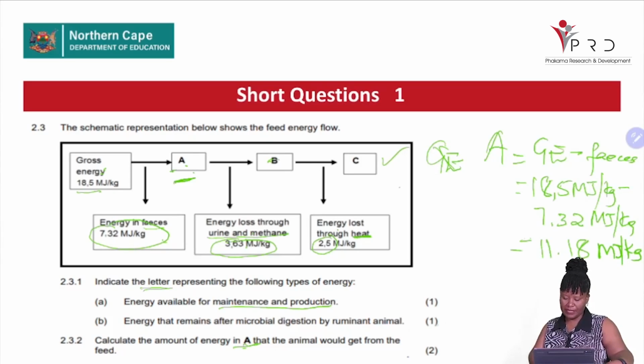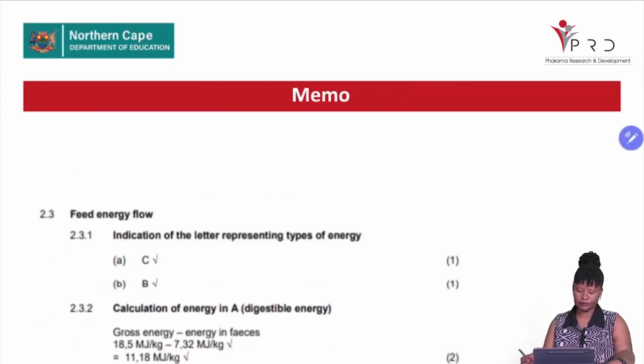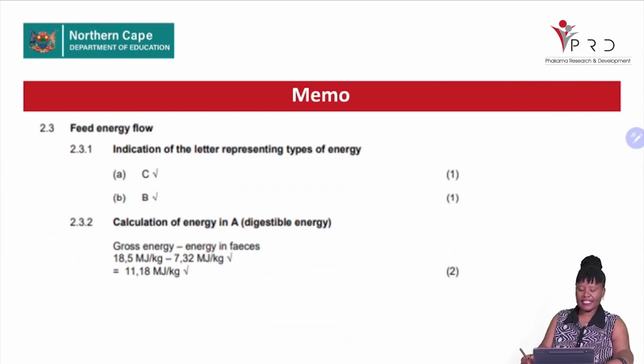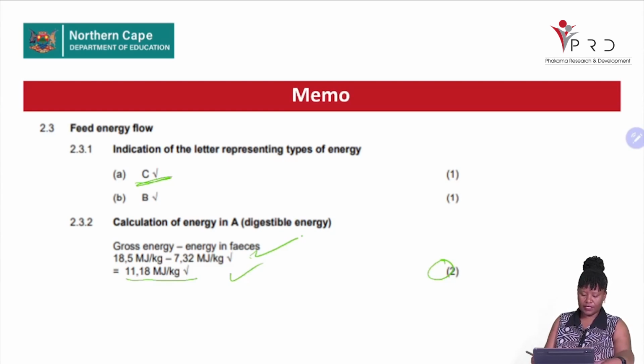Then you get your 2 marks. How are these 2 marks allocated? It will be allocated on showing your formula and also your findings. We worked on C, and you also worked on your gross energy minus energy in feces, that is your A, and then you have calculated this. That's how it is allocated.